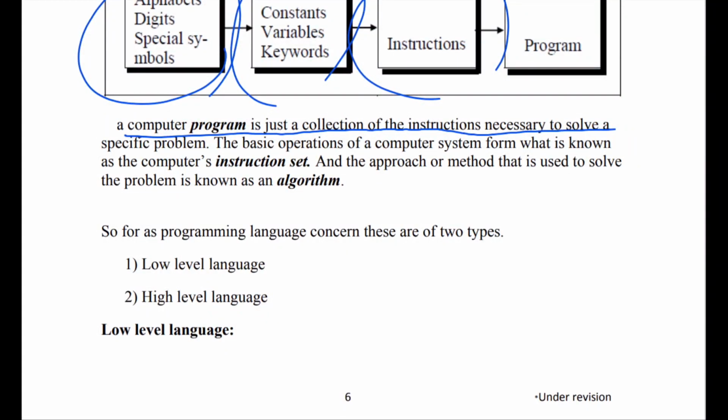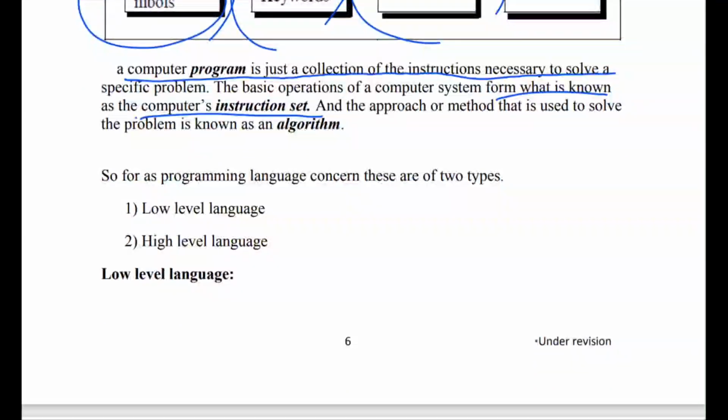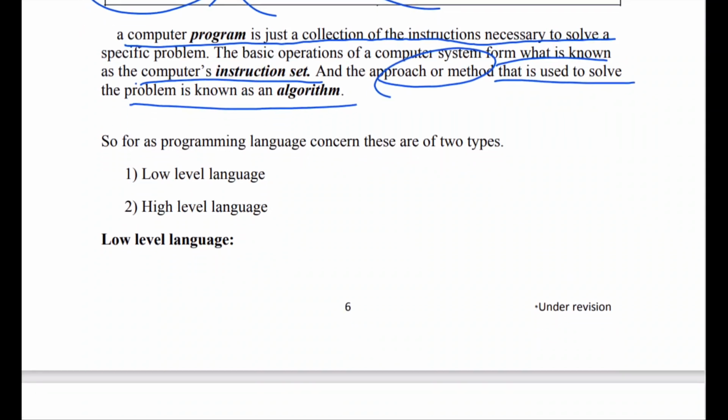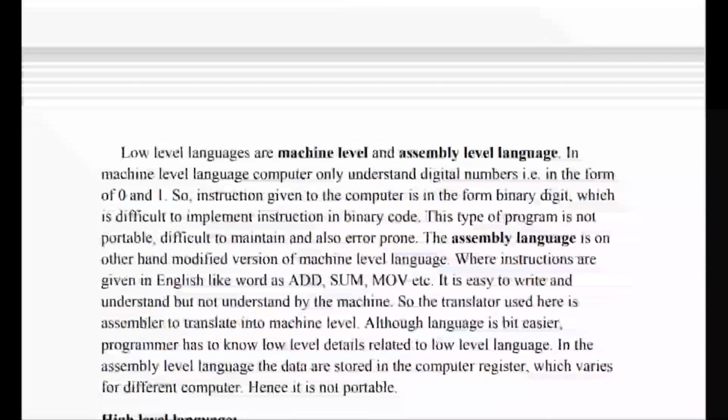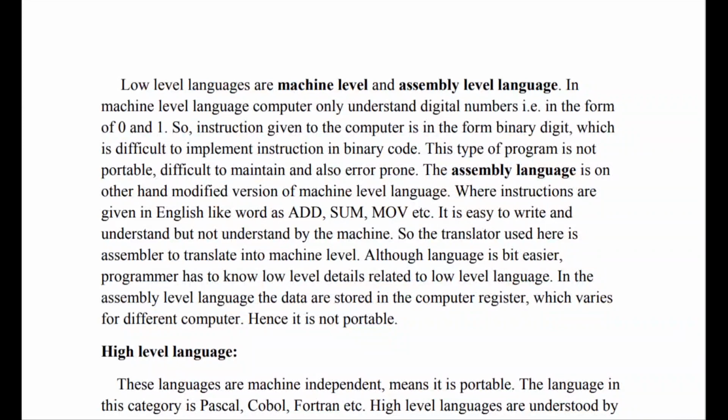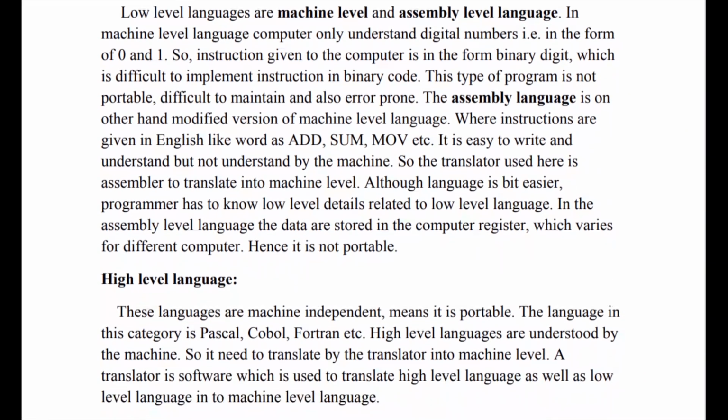The basic operations of a computer system form what is known as the computer's instruction set, and the approach or method that is used to solve a problem is known as an algorithm. So far as computer programming languages are concerned, there are two types, that is low level language and high level language. Low level languages are machine level and assembly level languages.